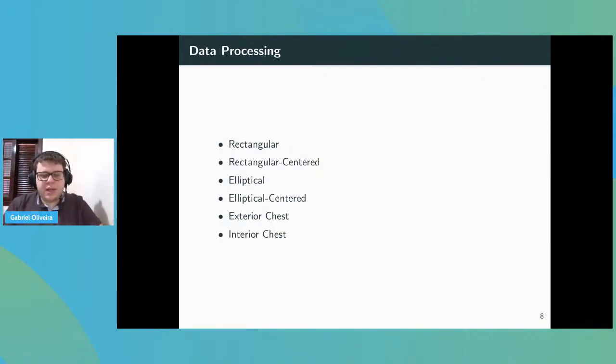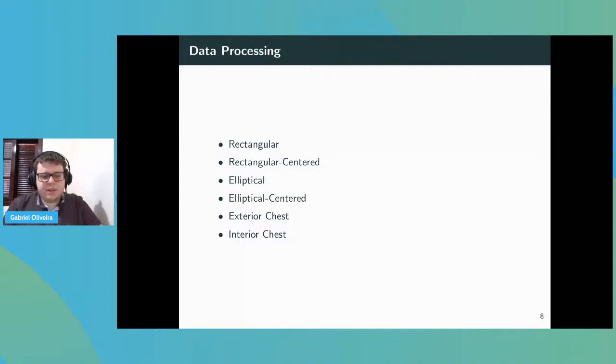So for the first one, we apply the exterior chest mask in the original image and make a bounding box of rectangular shape from this output image. Then we have the rectangular center, which is similar to rectangular, but in the end we center the output image for this kind of preprocessing technique. We also have the elliptical form, so we apply the exterior chest mask and then apply an elliptical bounding box form to make this image. And like rectangular center, elliptical center is the elliptical form, but the image is centered in the output image.